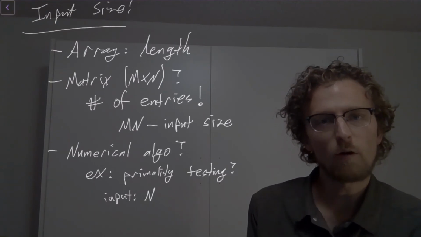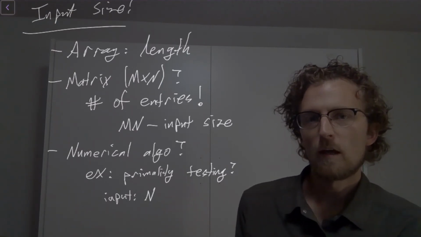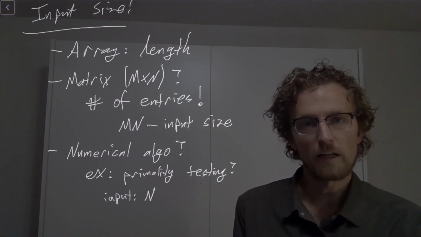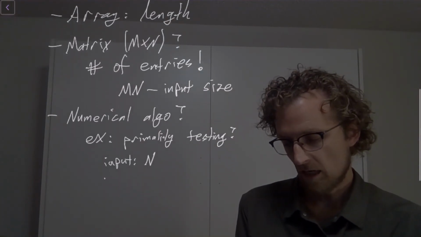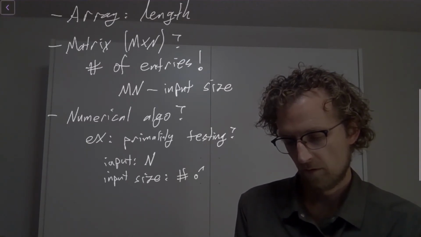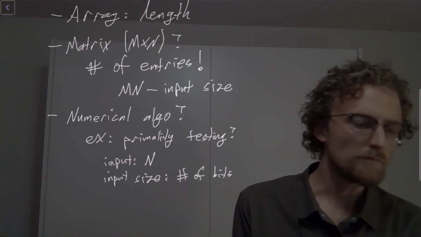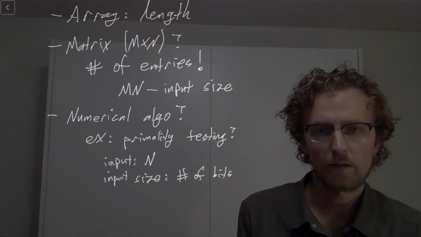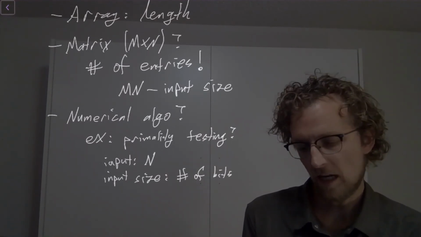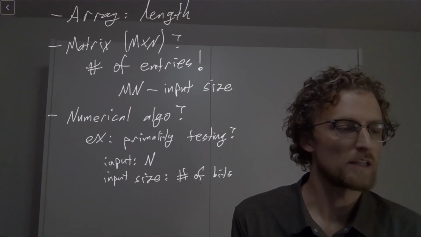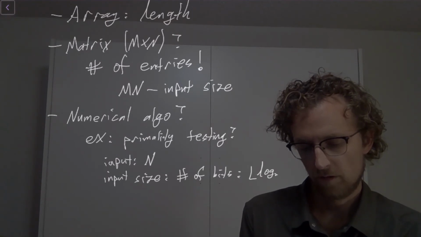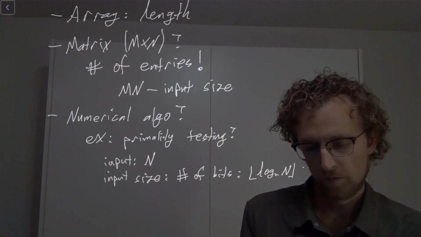What we usually care about in algorithms isn't the value of the input, but the number of bits that it requires to represent the input. So if the input is literally a number n, then the input size is the number of bits. How many bits are there to represent a number that has a value of n? How many bits does that take? Well, roughly log base 2 of n. The exact number is the floor of log base 2 of n, plus 1.